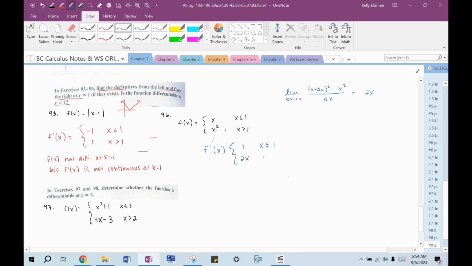Okay, so that's for x greater than 1. And again, is this a continuous graph or not? When you plug in 1, you get 1. So that's like here. And then when you plug in 1 to 2x, you get 2. And then you go off that way. So that graph, again, is not continuous. So same thing. f of x is not differentiable at x equals 1, and that's because f prime of x is not continuous.